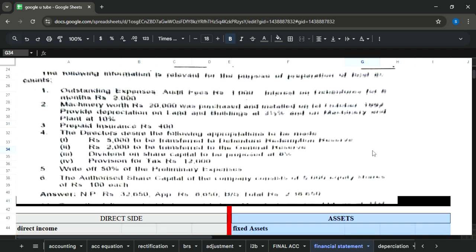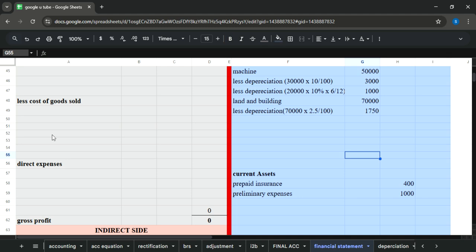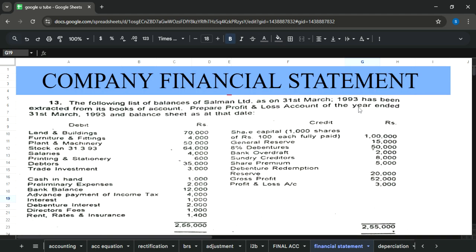So guys, you have seen that all adjustments are duly added with their dual effects, and ultimately now we are ready to transfer all these elements present in trial balance to their relevant place in financial statements. We'll pick each and every amount from this trial balance and we'll post to financial statement. So first is land and building 70,000, and you can see that land and building 70,000 is already mentioned. No need to worry about that.